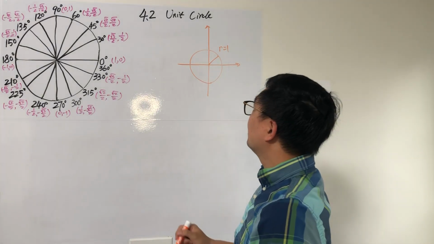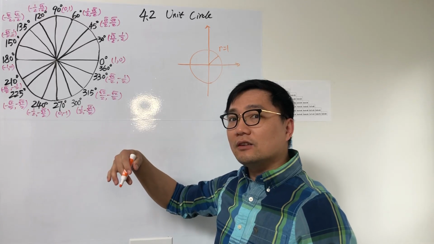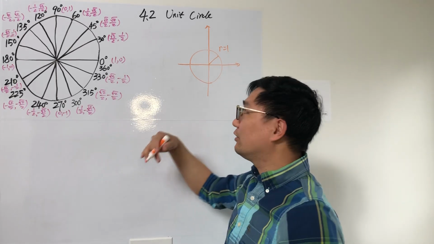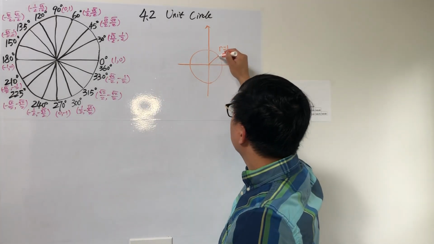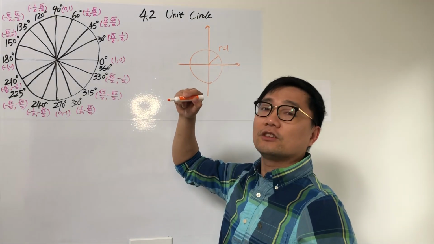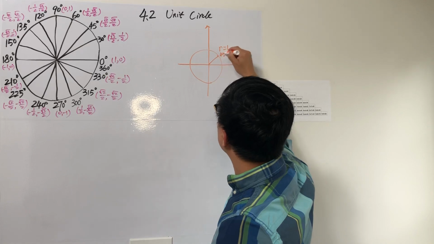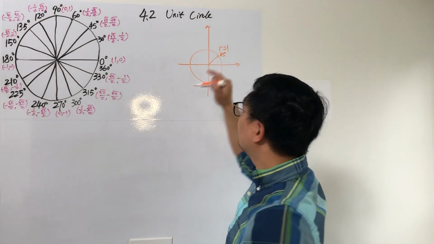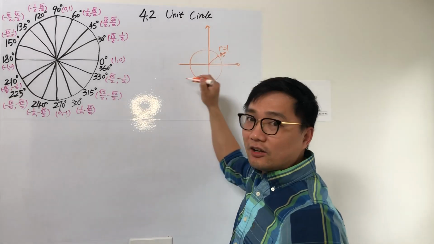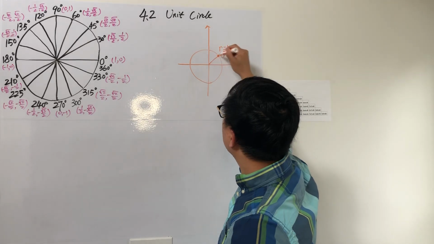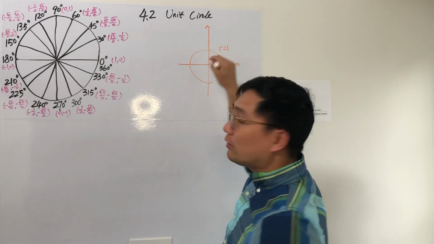Because you already learned how to draw an angle in standard position, if I draw an angle in standard position, this is the terminal side. Here this is 45 degrees, and this terminal side intersects the unit circle at 1 point. And we know the coordinates of this point.